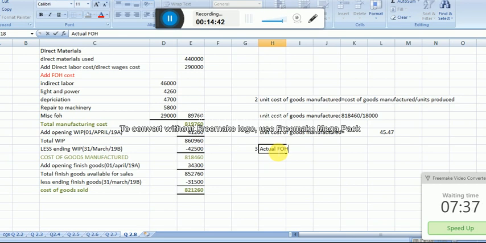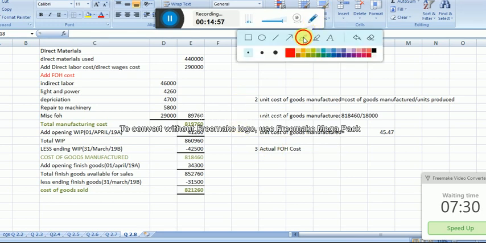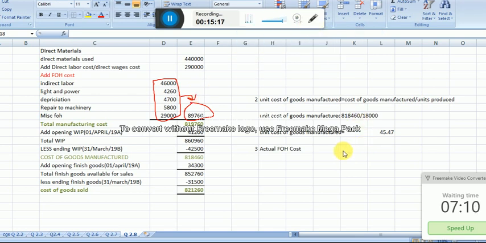From the question, the actual FOH cost, if you look, dear students, is how much? In the question we calculated the actual factory overhead cost. We sum up all these overhead costs, and the sum of these overhead costs is equal to 89,760.